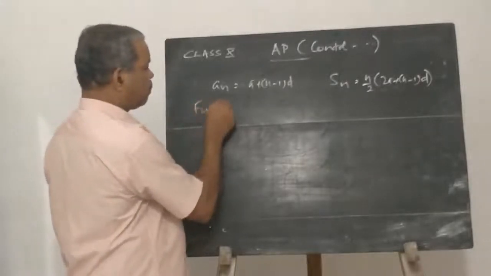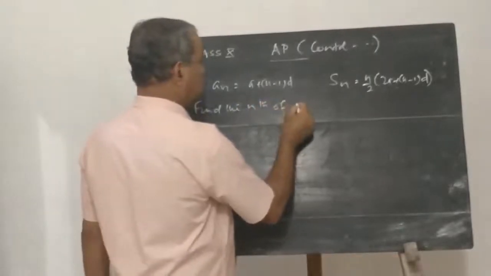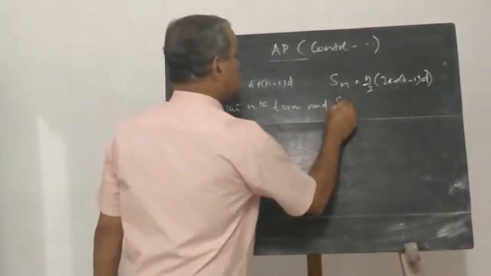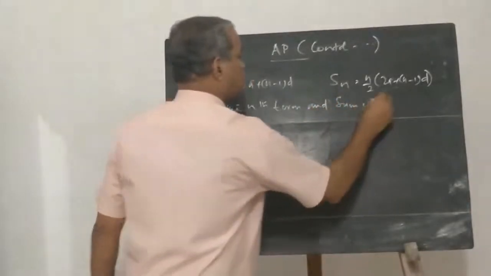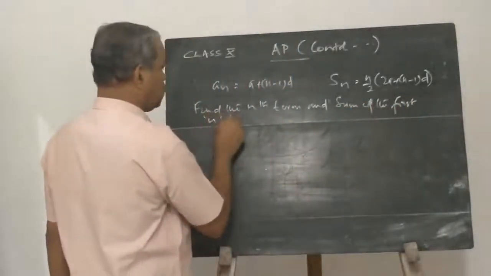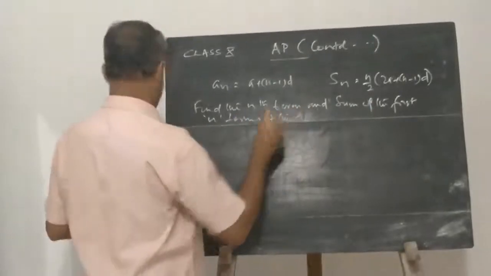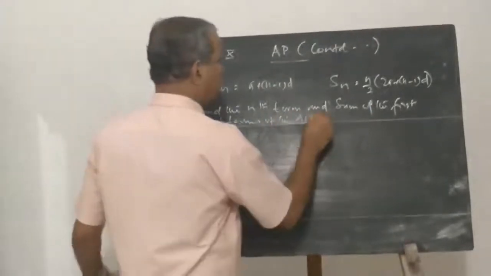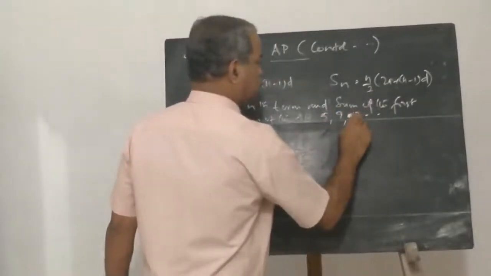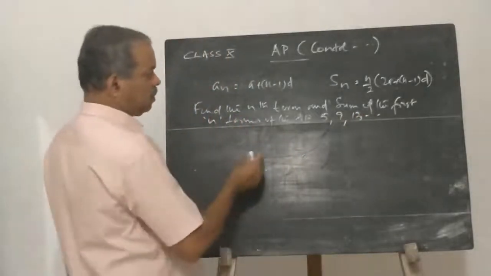Find the nth term and the sum of the first n terms of the AP 5, 9, 13, etc.